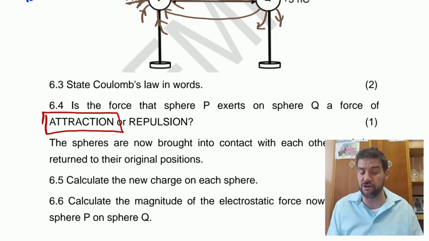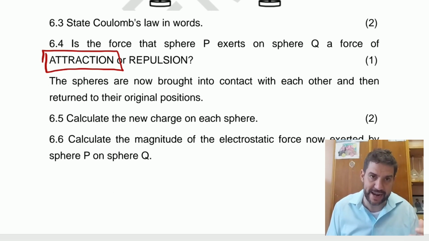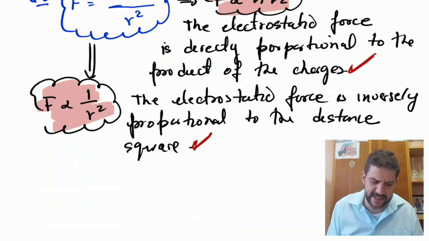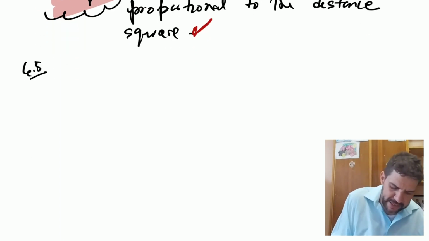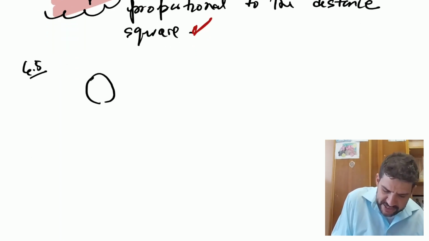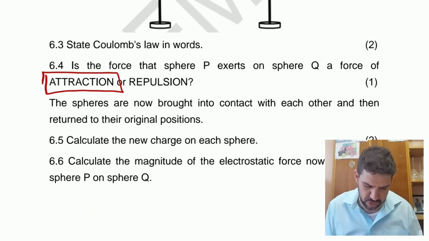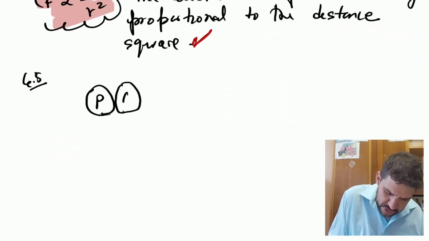When they speak about the nature of the force, it is either attracting or repulsive. The spheres are now brought into contact with each other and then returned to the original position. So in other words, the spheres are coming together. That is question 6.5, and then they are separated. So what is going to happen? The two spheres come in such a way that they touch each other. Now, when that happens, let's go back, because I don't remember, it's P and Q. There we go. P is on this side, Q is on this side.